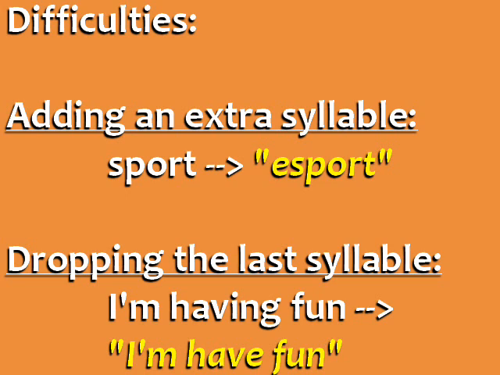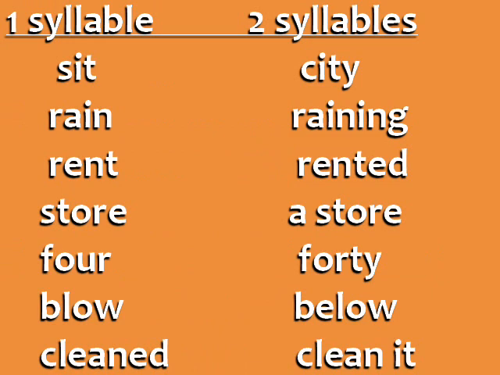Some English students have difficulty pronouncing words with one and two syllables clearly. They either add an extra syllable to one-syllable words, pronouncing sport as esport, or they drop the second syllable of a two-syllable word. I'm having fun becomes I'm have fun. Try this exercise with similar one-syllable and two-syllable words and phrases.